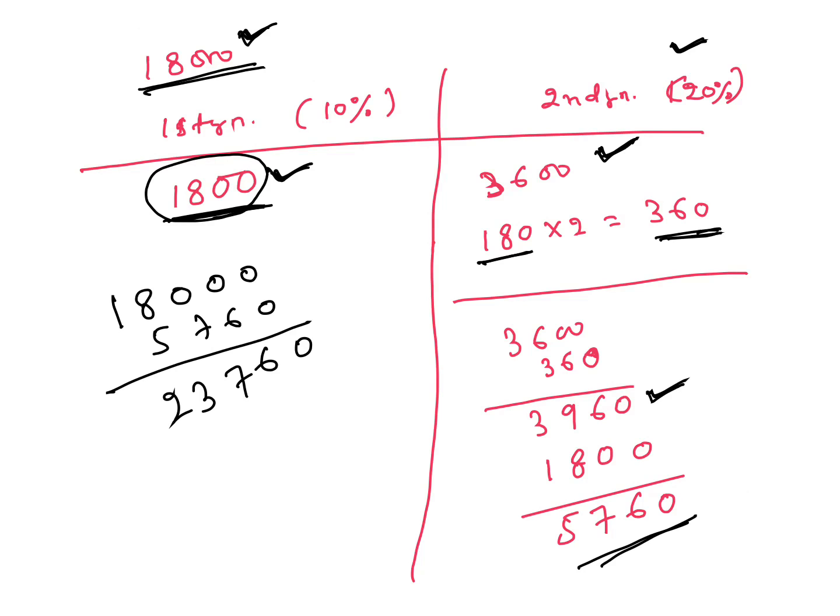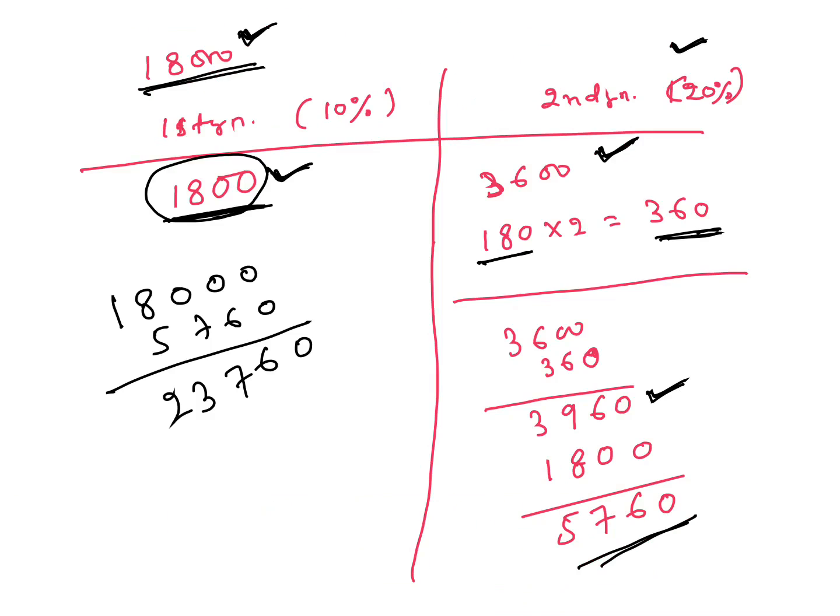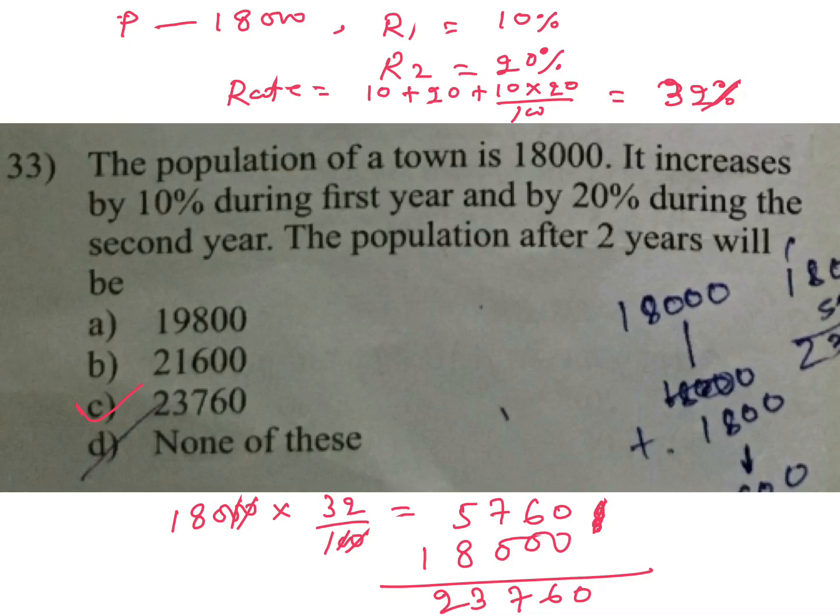I think second method is simple. If you practice, you can solve. In first method also not that much difficult. Simple formula you can apply here. Combined rate is R1 plus R2 plus R1 into R2 by 100. This combined rate you can calculate. Then for principal amount you can calculate the new.